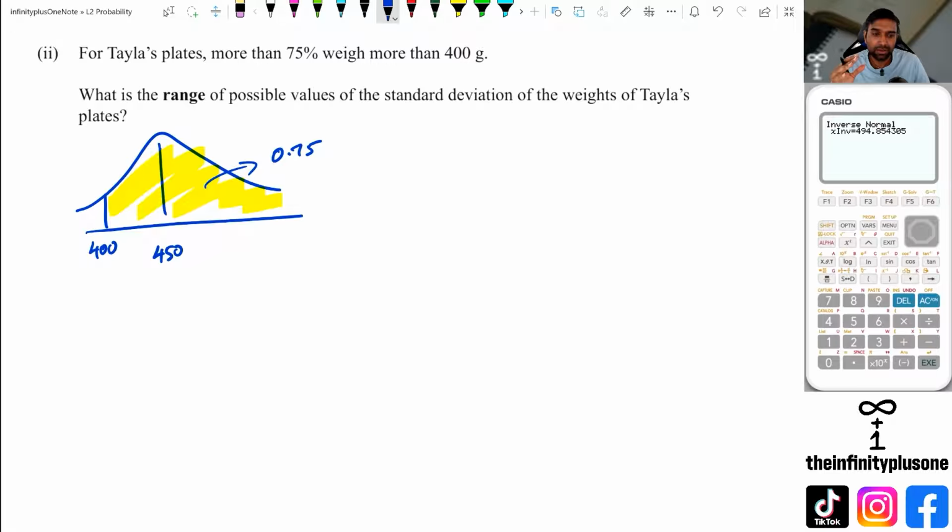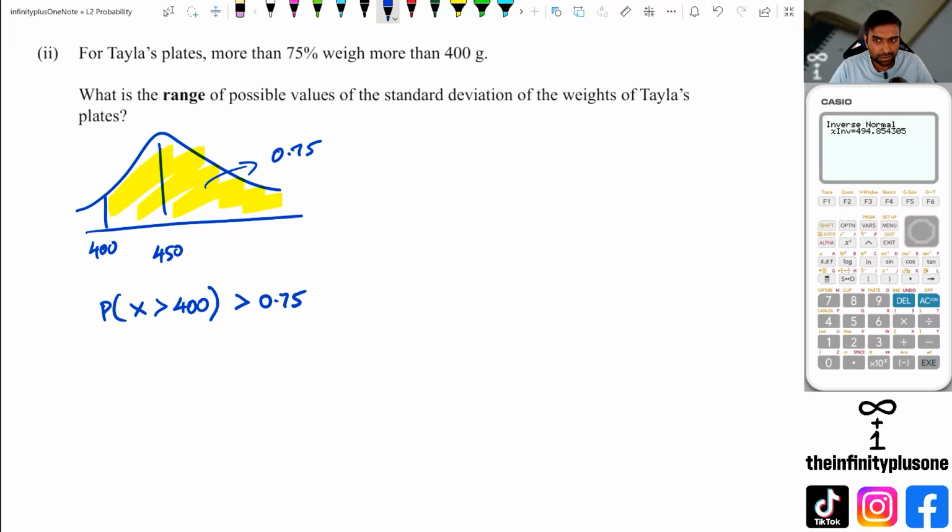So that basically means that we want that to be 400, but then that yellow area could be 0.75, could be 0.8, 0.9, we don't know. So first thing we're going to do, if we think about it like this, is the probability of X greater than 400 is actually greater than 0.75. So that's the way you need to keep that in mind, right? So the X greater than 400.